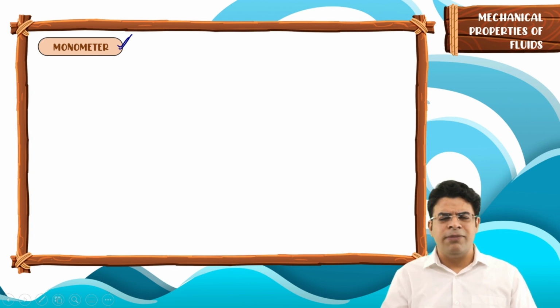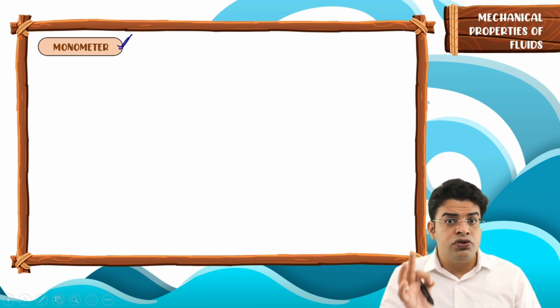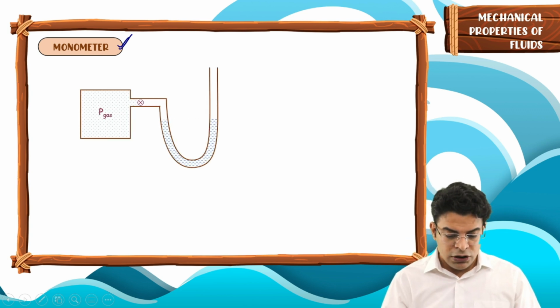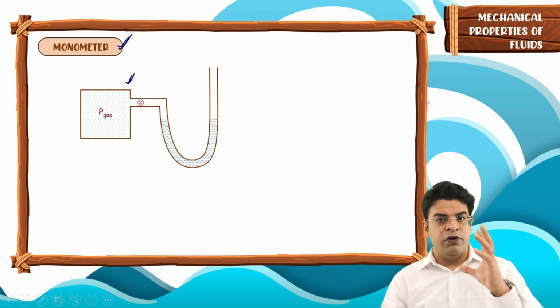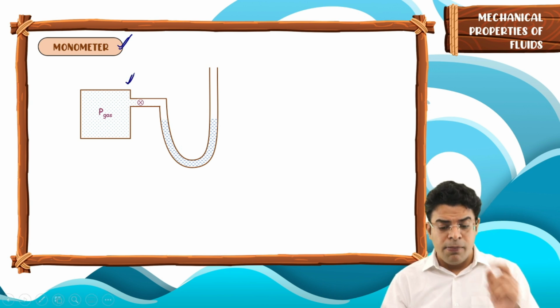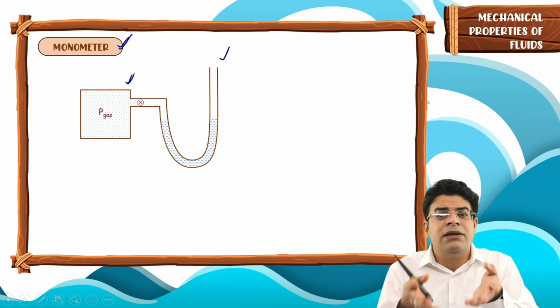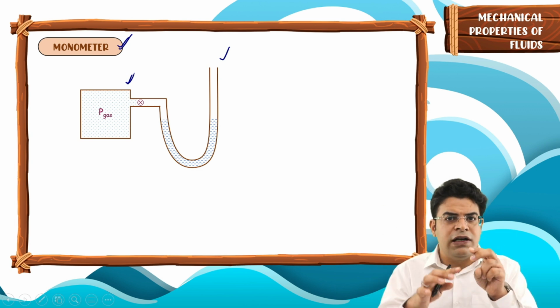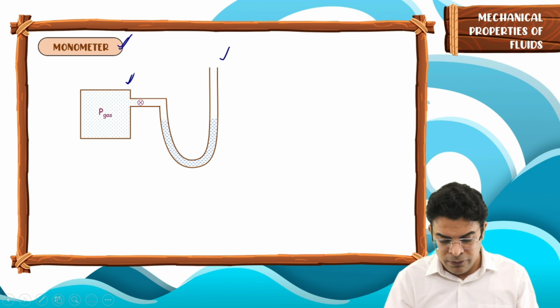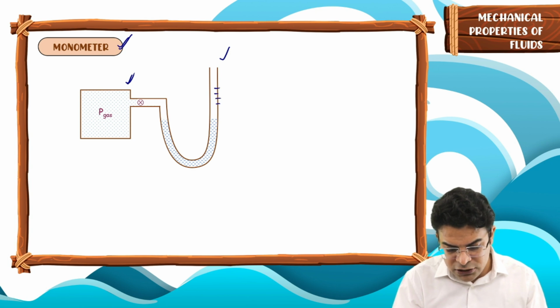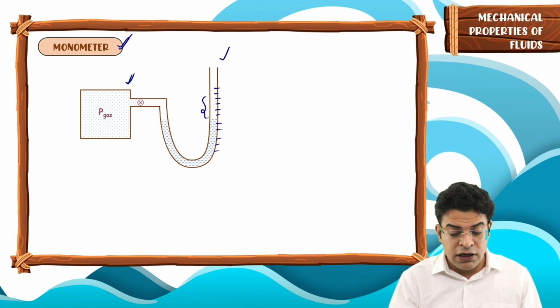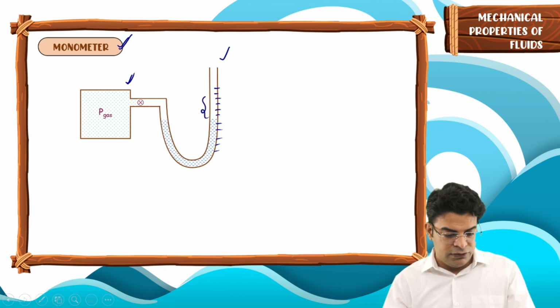So what is a manometer? A device which is used to measure the pressure of a gas. So we take a container filled with a gas, and connect a manometer to it. Sir, what is a manometer? A U-tube containing mercury. That is a manometer. And here we have got markings on the U-tube, so you can read how much the mercury level has increased or decreased.